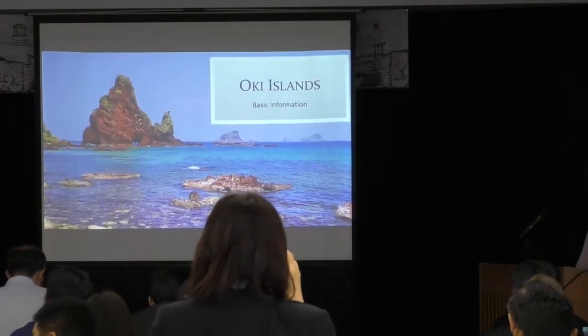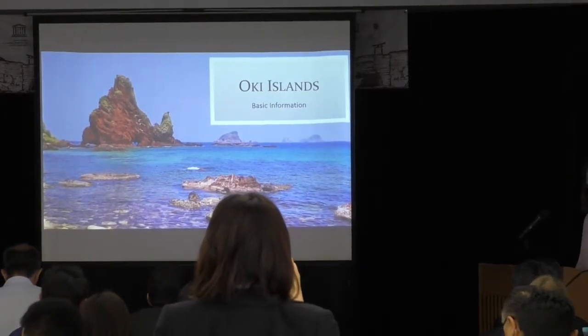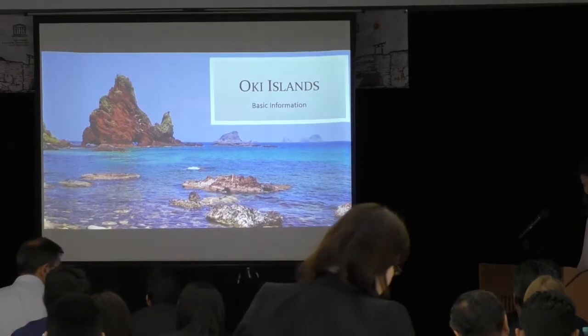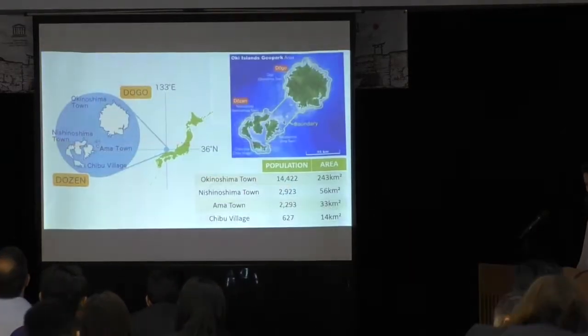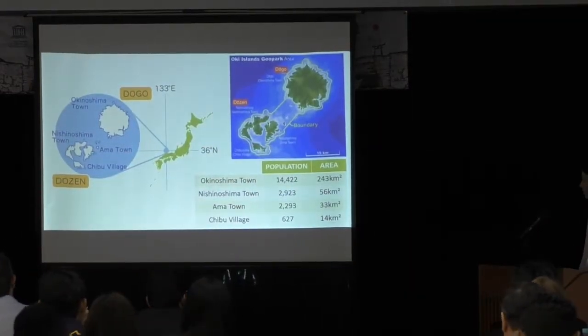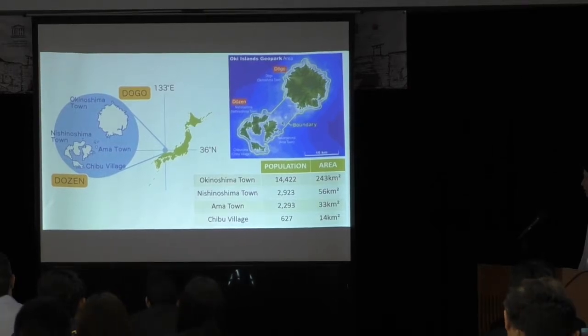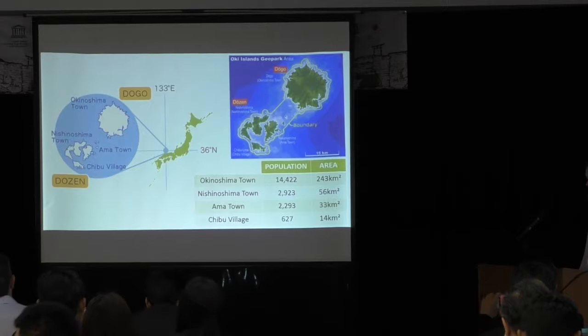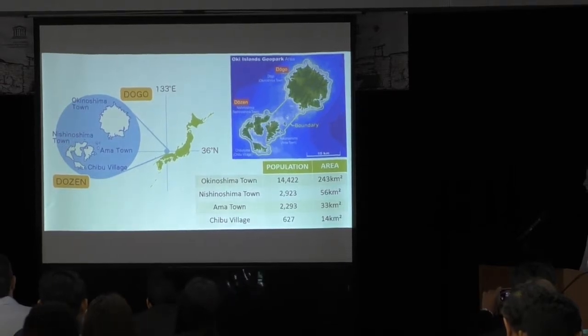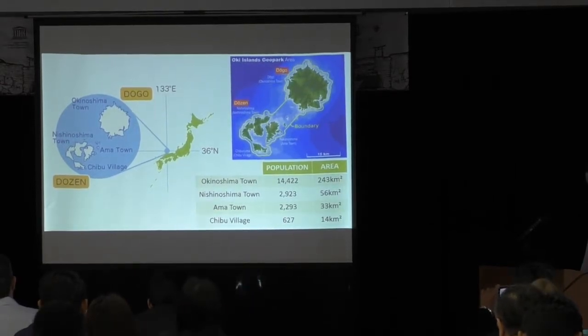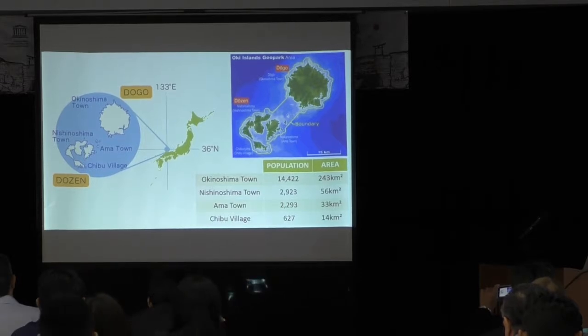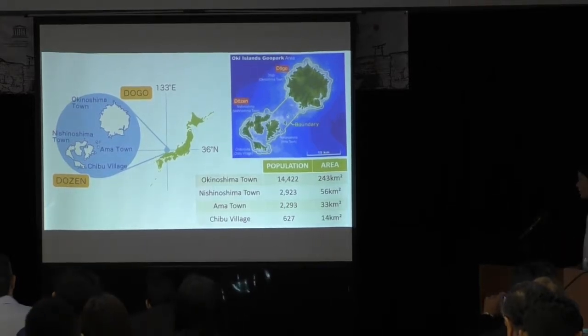So let's start. First, I know that you all went around the geopark, but just to sum up the most basic information. There are 4 islands in Oki Islands UNESCO Global Geopark that are inhabited, and there are 180 uninhabited, small islands with no people living there. And the total population is around 20,000 people. The smallest island, as you can see, is Chibu, and it only has 627 people.